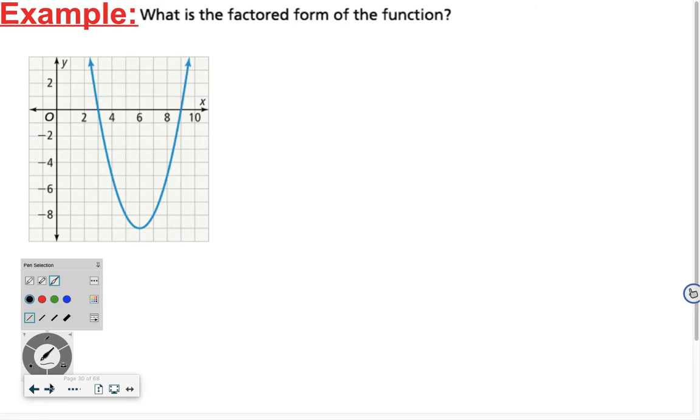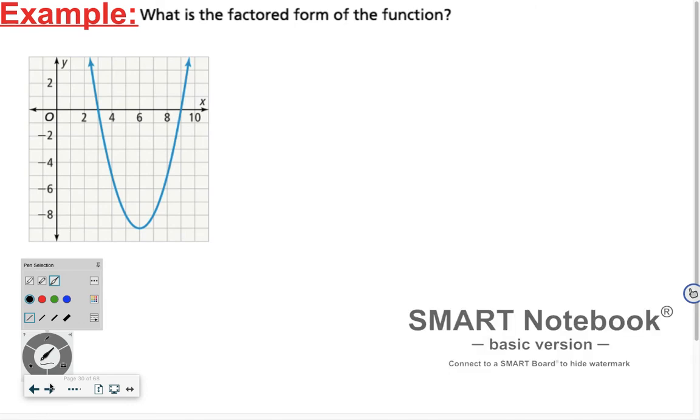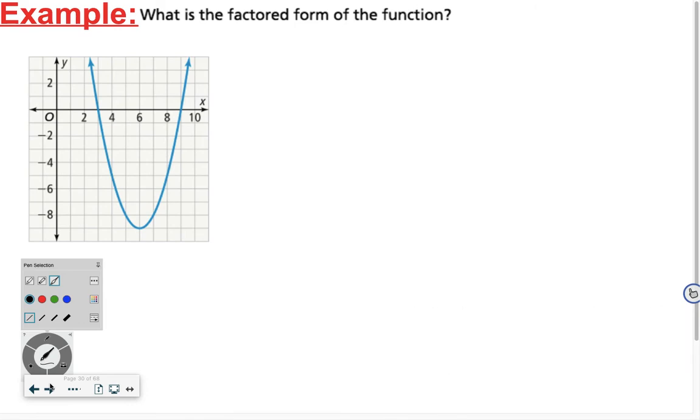Next slide. I think this is the last question. What is the factored form of the function? To be able to find the factored form, ladies and gentlemen, we need to first determine the x-intercepts. What is the x-intercept? This is positive 3. What is this? Positive 9. So you have two x-intercepts. X is equal to positive 3. X is equal to positive 9.